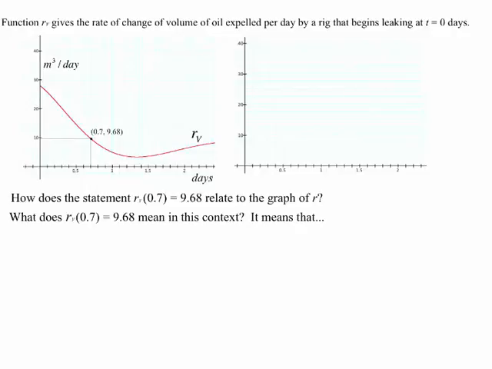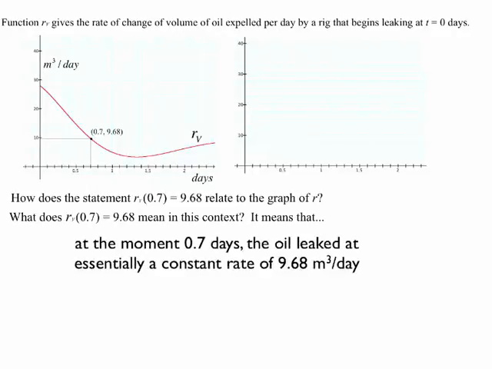Does anybody remember from the reading? Yes, sir. Are you thinking like around that moment? Okay. So in a small interval that includes 0.7, the function has a constant rate of change of 9.68. There, he nailed it. At the moment 0.7, the rig is leaking at essentially a constant rate of 9.68 meters cubed per day. This is crucial.